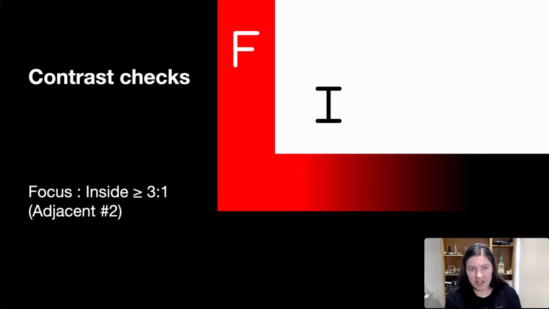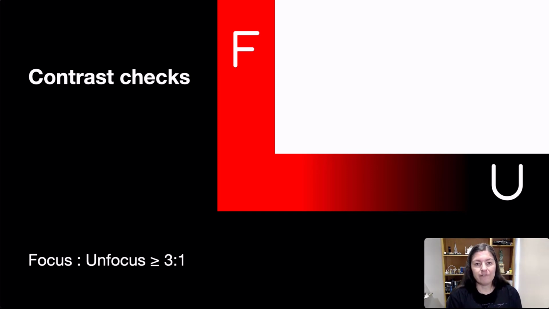My second contrast check is to make sure, again, against the focus color, which is red, I check that the inside adjacent color, which is white, also exceeds a ratio of 3 to 1, which it does. And finally, I need to make sure that the focus color red has sufficient contrast against the color of the pixels that it replaced. So the focused versus the unfocused state. So the focused state is red, the unfocused state is black, which also happens to be the adjacent outside color as well. It has to exceed 3 to 1, which it does.